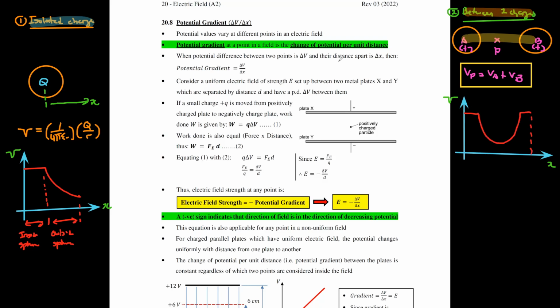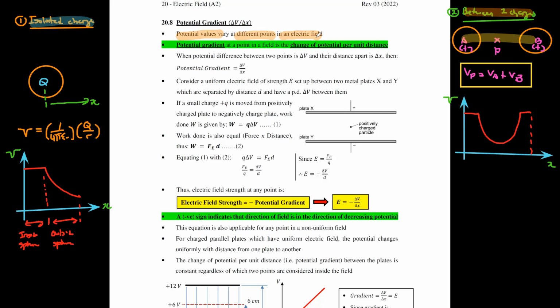Okay, so if you recall what potential was before this, potential is actually the work done per unit positive charge to bring a charge from infinity to a point inside the electric field. So if you are inside an electric field and I were to ask you the value of potentials at different points inside the electric field, potential values tend to vary at different points. This one we already know.